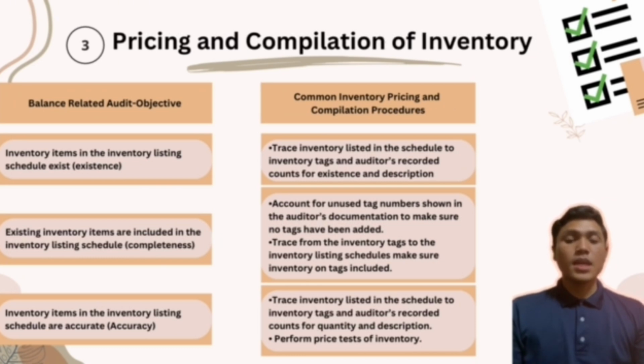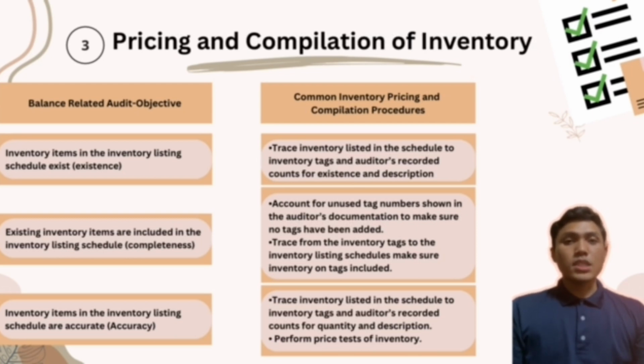and description. Second, existing inventory items are included in the inventory listing schedule. The assertion is completeness. So account for unused tag numbers shown in the auditor documentation to make sure no tag has been added. And then trace from the inventory tag to the inventory listing schedule, to make sure no inventory tag is excluded.